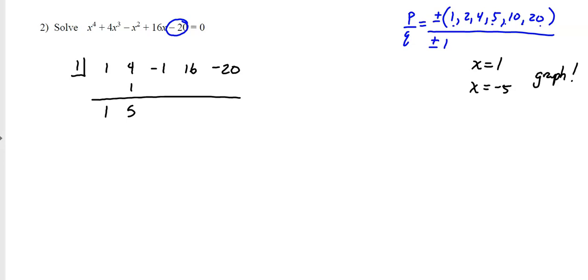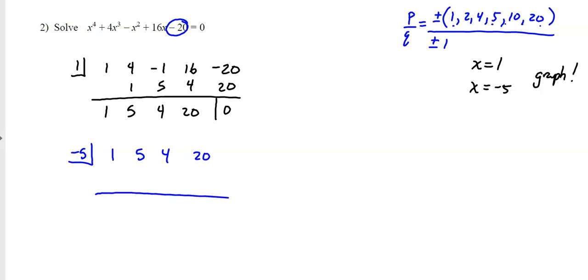1 times 1, add them. 5, 4, 20. And I'm going kind of fast in this because I've already done other videos on synthetic division, so I'm not really going to talk through every single step. Now I'm going to use the negative 5 to go through this new one, since I've broken it down, and hopefully after this, I'll have a nice little quadratic we can do.